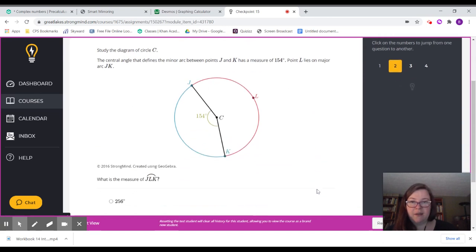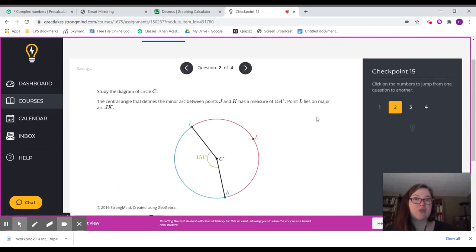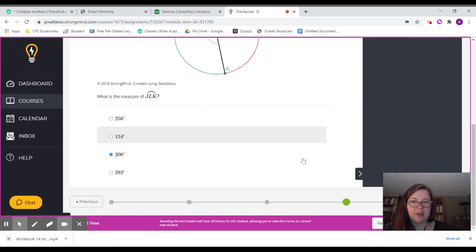Next one, we have this JLK. So if this is 154, what is the measure of arc JLK? So it's everything that's not 154. So it's 360 minus 154, which would leave us with 206. 206 is the answer for that one.